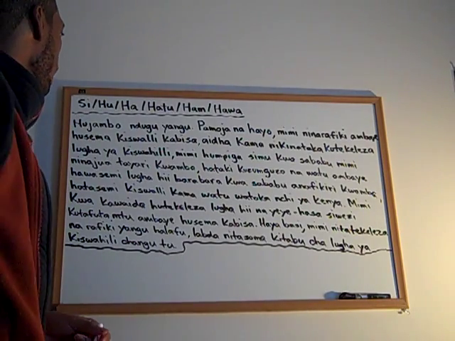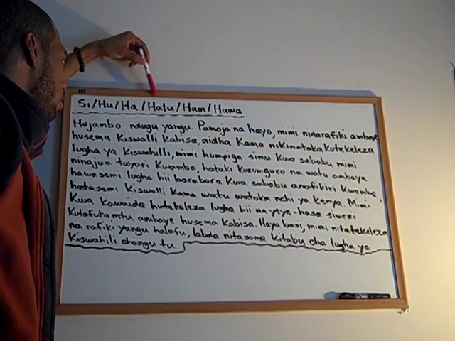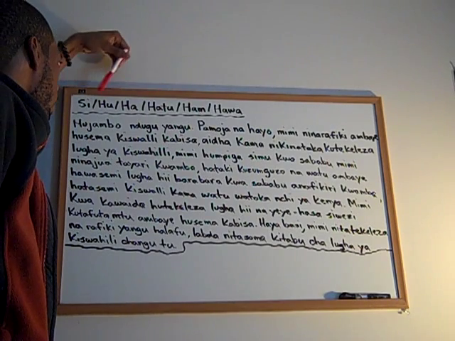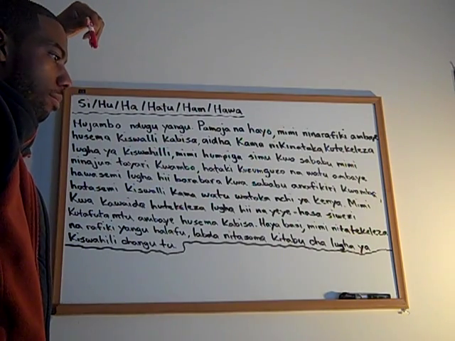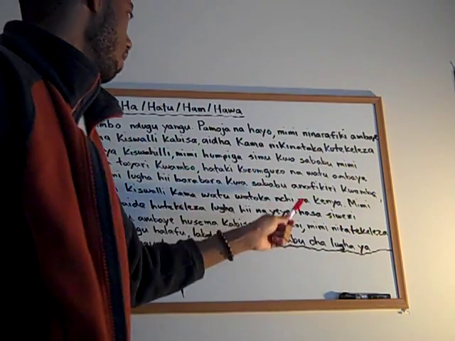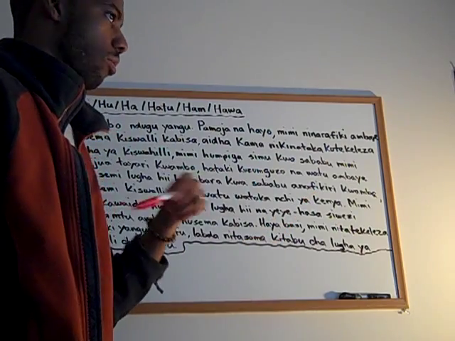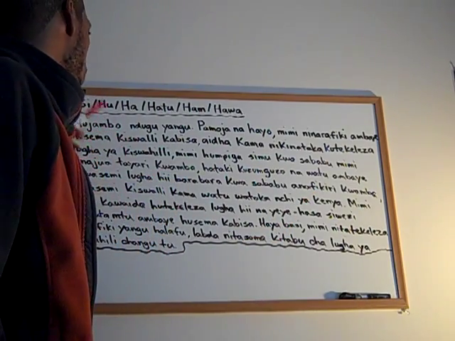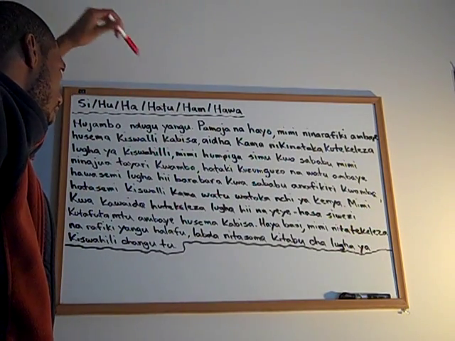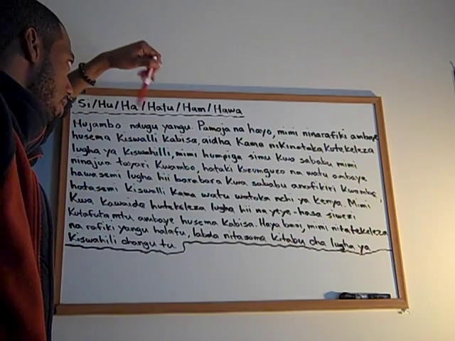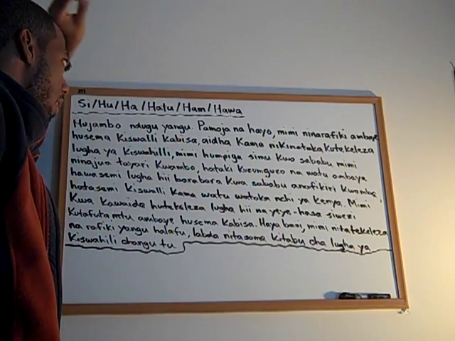So like I said, we have habitual here and negatives. As you see here on the top, these are all negatives. These are the negatives for persons, like si is for I. For example, we have siwezi here, like I can't. Whenever you're referring to yourself in a negative way, it's si. So si is for I, hu is for you, singular, ha is for he or she, hatu is for us or we, and ham is for you guys, all of you, and hawa is for they.